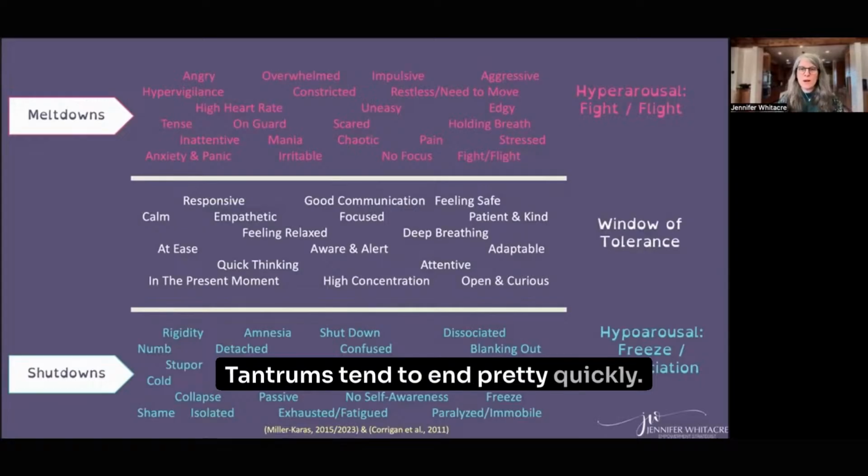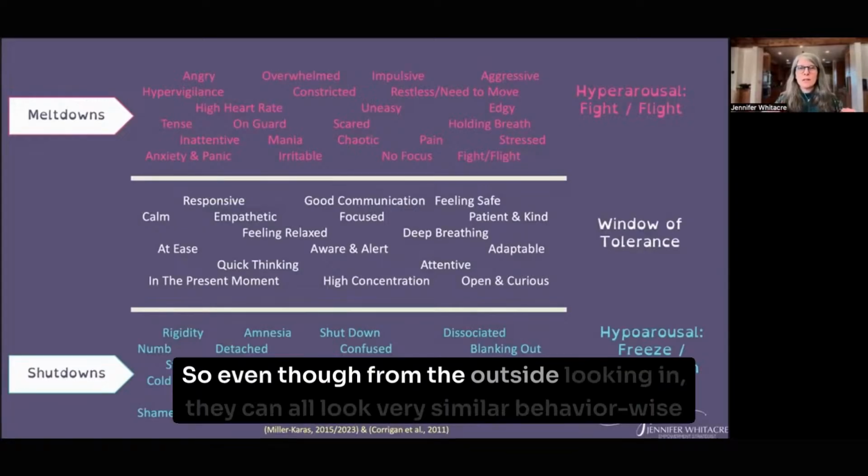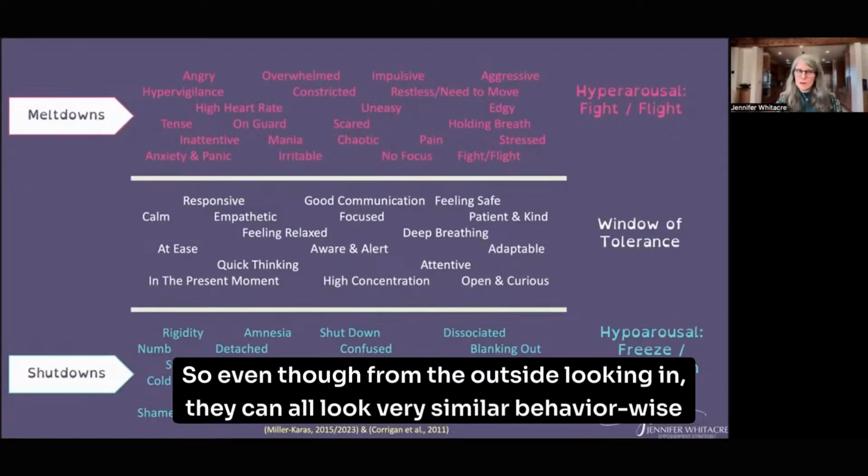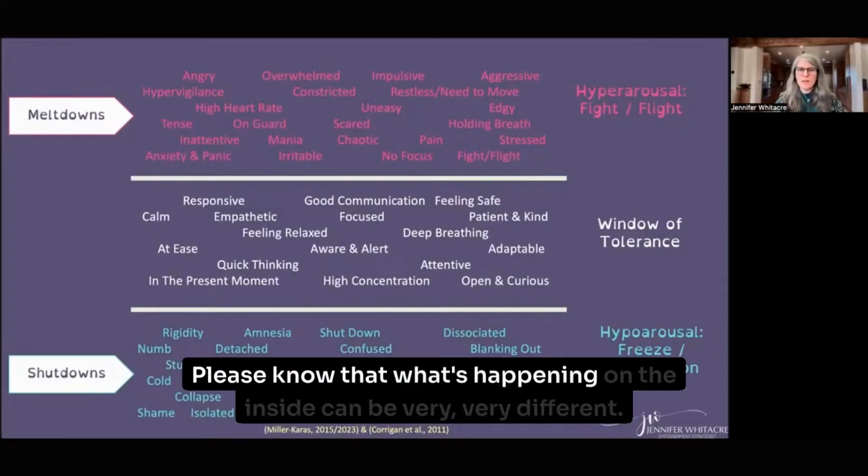Tantrums tend to end pretty quickly. So even though from the outside looking in, they can all look very similar behavior-wise, please know that what's happening on the inside can be very, very different.